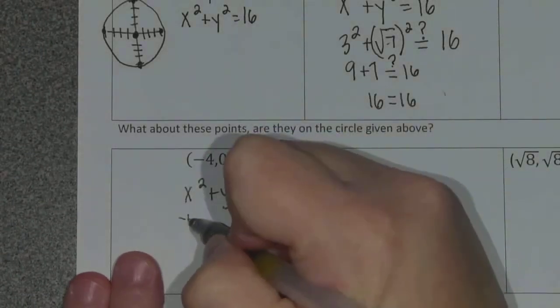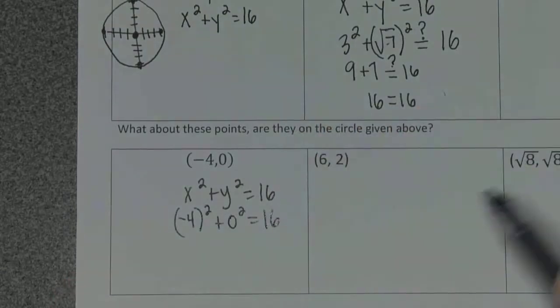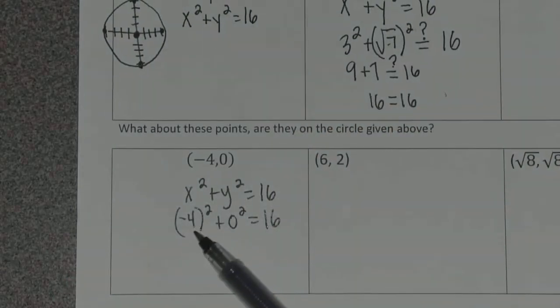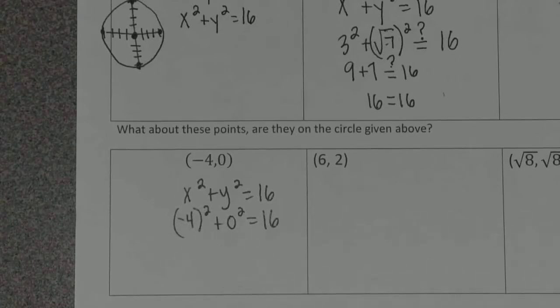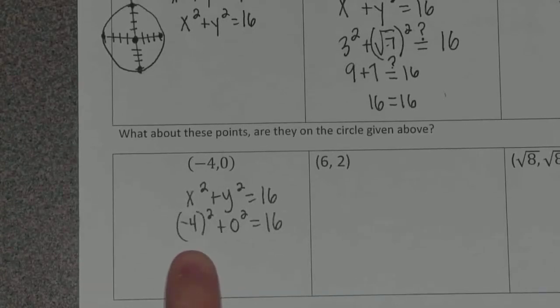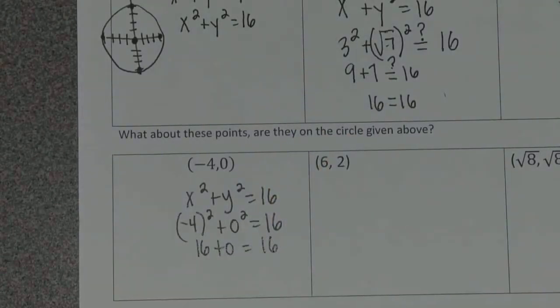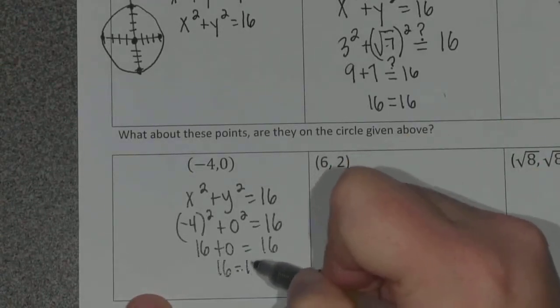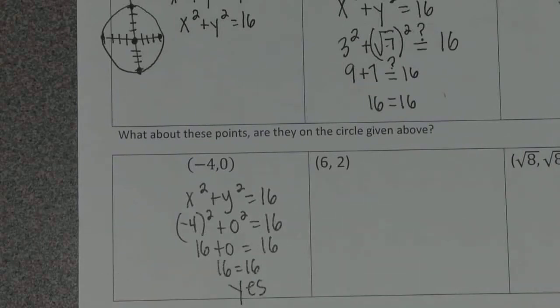Okay, so I'll have negative 4 squared plus 0 squared equals 16. And again, you guys, when you do negative 4 squared on your calculator, make sure you put parentheses around the negative 4 so that your calculator does negative 4 times negative 4. Otherwise, it gives you that negative sign in front, which makes it wrong. So negative 4 squared is a positive 16. So 16 plus 0 equals 16. Is that true? Yes. So is this ordered pair on my circle? Yes, it is.